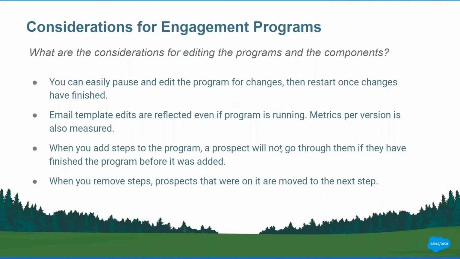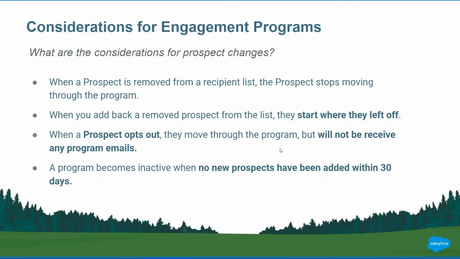And then some other things you need to consider when a prospect is removed from the recipient list. This is not pausing the program, but rather removing the prospect from the recipient list that is actually the recipient list of the program. Then the prospect stops moving through the program. Doesn't matter where they are, so long as you're removed from that list that the program is using, you'll automatically stop moving through that program. Now, when you add that removed prospect back to their list, it's the same thing. They start where they left off.